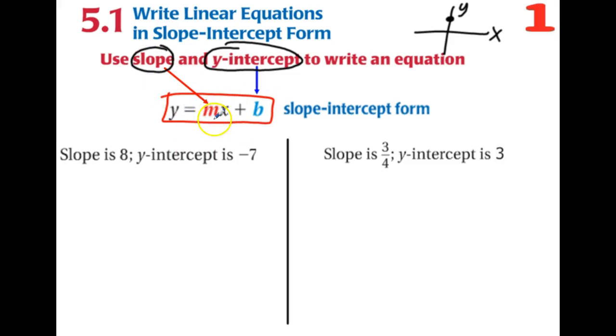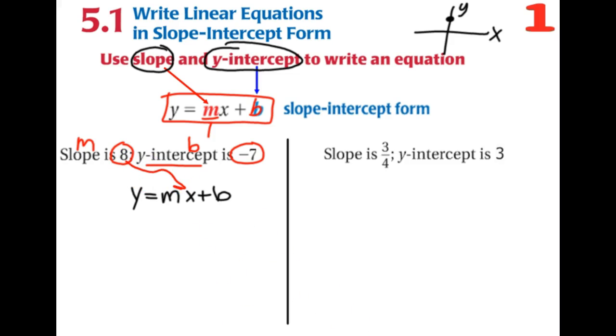We know m is our slope as a fraction, rise over run, and then b is where our graph would begin at our y-intercept. So if our m is our slope, m is, in this case, 8, and our y-intercept, or b, is -7, all they're asking us to do is write an equation in the form y equals mx plus b, slope-intercept form. So we know m is 8.